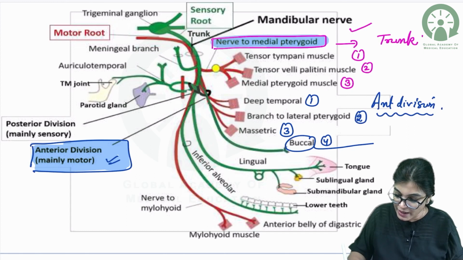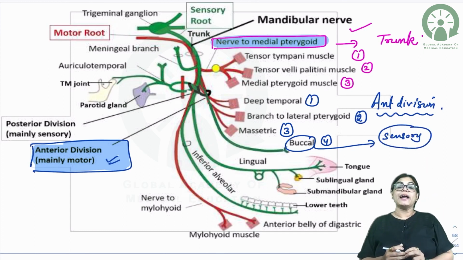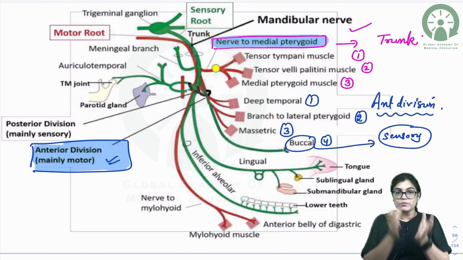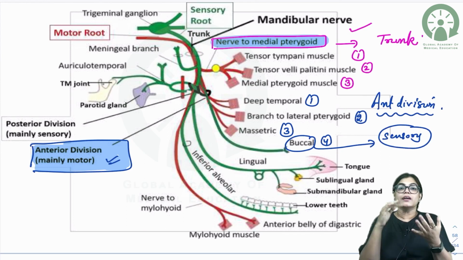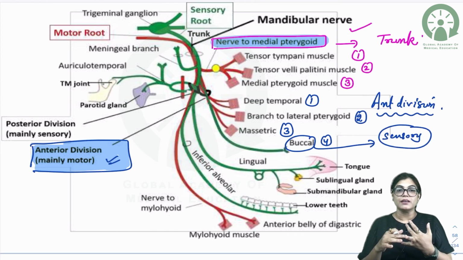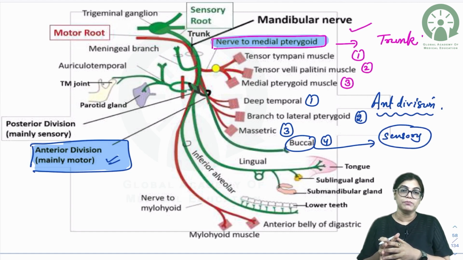Actually, only buccal is the sensory. Only buccal is the sensory branch from the anterior division of mandibular nerve. So, if the MCQ comes asking which branch of anterior division of mandibular nerve is sensory, the answer is buccal. Deep temporal, masseteric and lateral pterygoid branches are all motor branches of anterior division of mandibular nerve. The sensory is just the buccal.